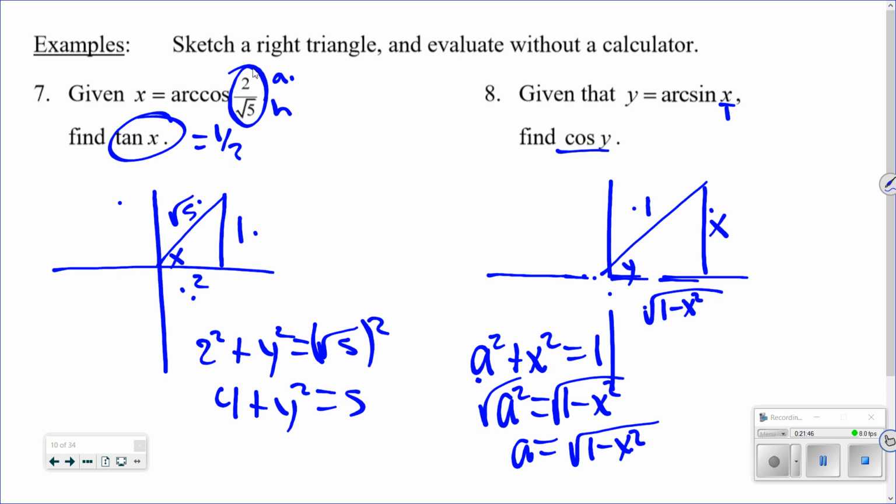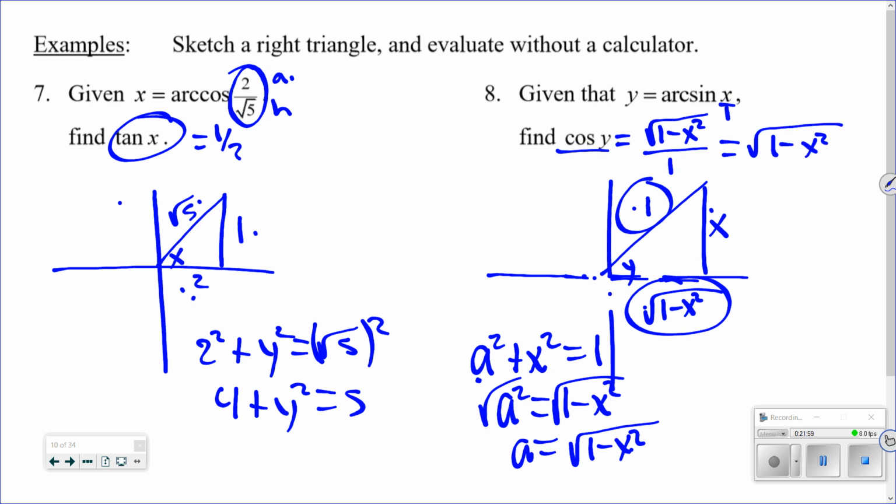So the question is, what is the cosine of y? Well, that's the adjacent side over the hypotenuse. So that is equal to the square root of 1 minus x squared over 1. So really just the square root of 1 minus x squared. Now that doesn't really mean too much for you. It doesn't make a lot of sense, or you're not sure how we'd ever use that.